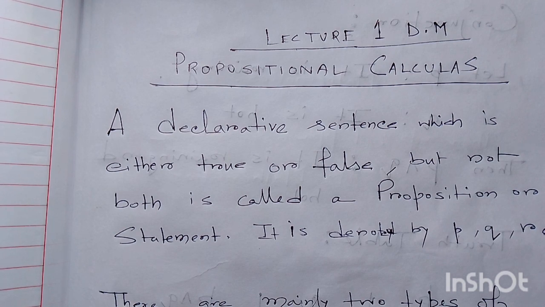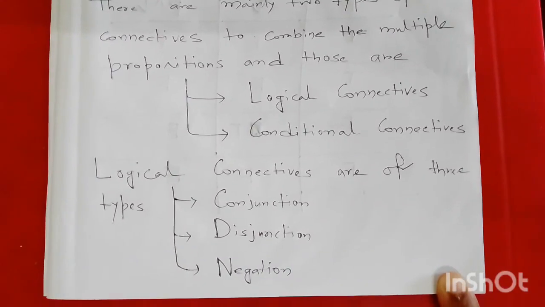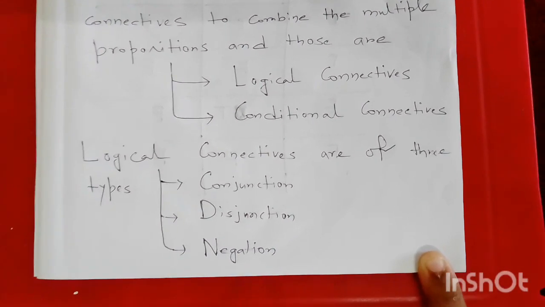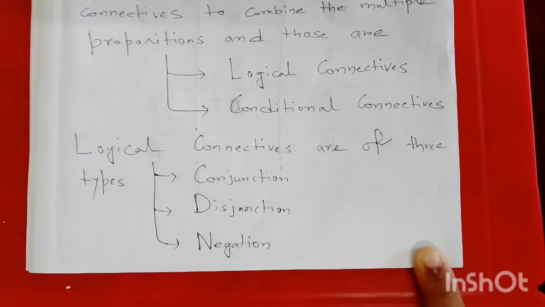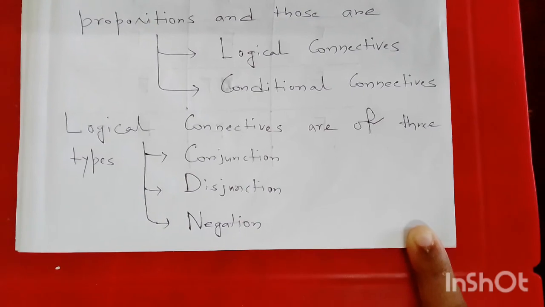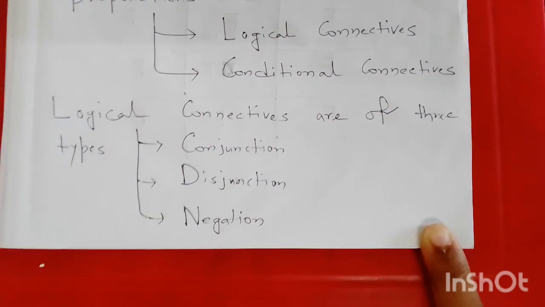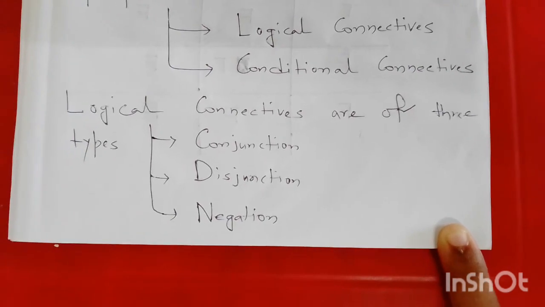So there are mainly two types of connectives to combine multiple propositions, and those are logical connectives and conditional connectives. And logical connectives are of three types, and those are conjunction, disjunction, and negation.